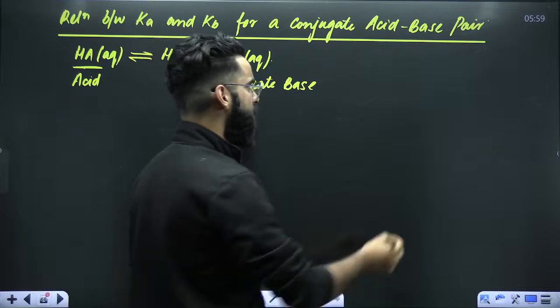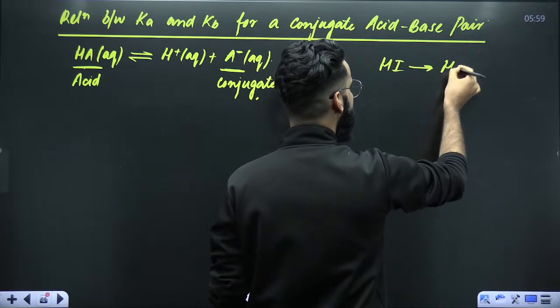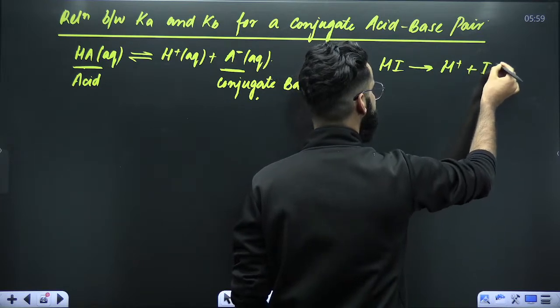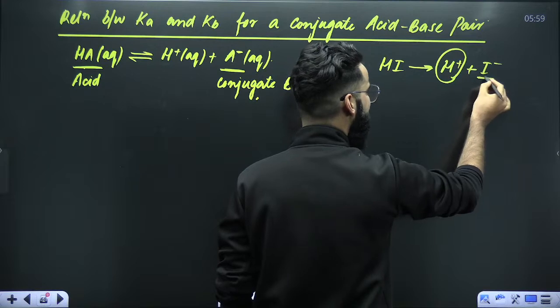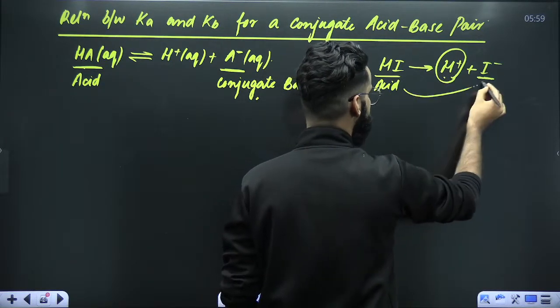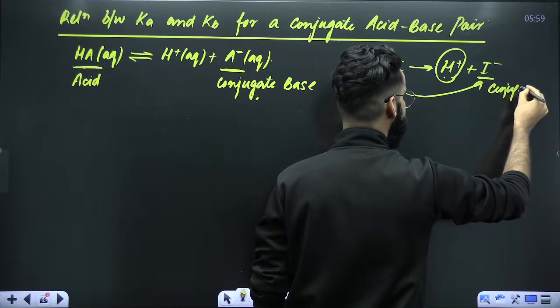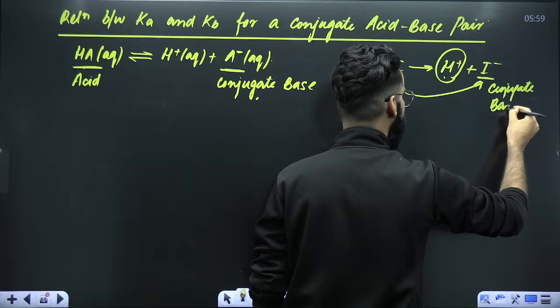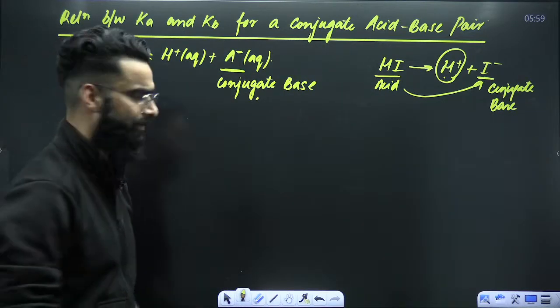For example, you have got the acid HI, right? When you put it in water, it gets converted into H positive plus I negative. So after the liberation of H positive, it got converted into I negative. So if this was the acid, then after the donation of H positive, I'll be calling this I negative the conjugate base of the same acid. I hope this is something which you already know, right?